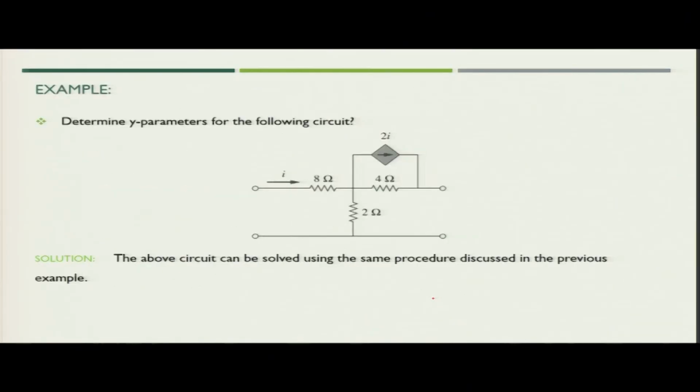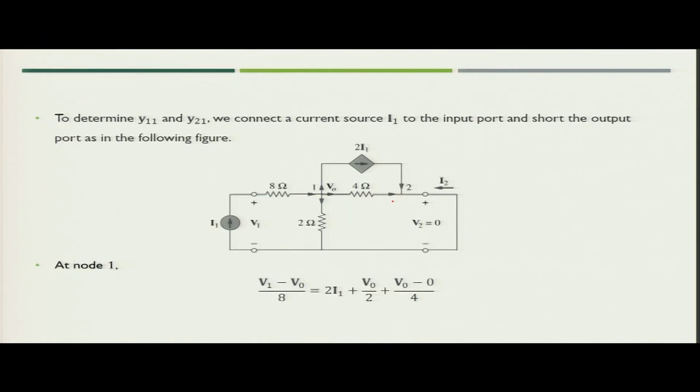Now, next let us see another example. Here the circuit is having one dependent current source. So, we will use the parameter equations to find out the y parameters, and we will justify that when you have the dependent source, the circuit will not be reciprocal. So, what we will do? We will again apply the same procedure which we did in the previous example.